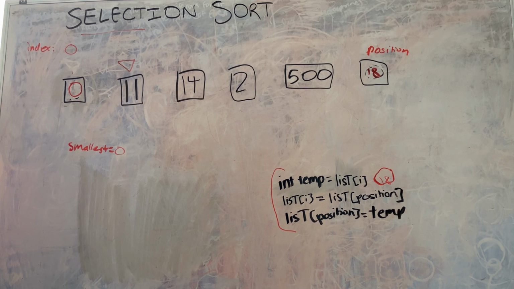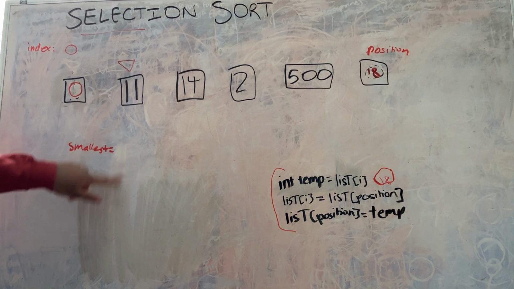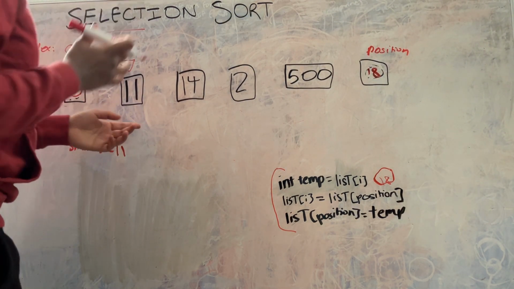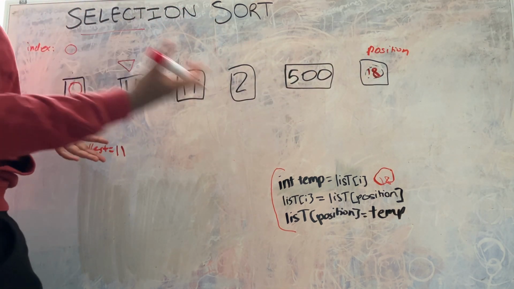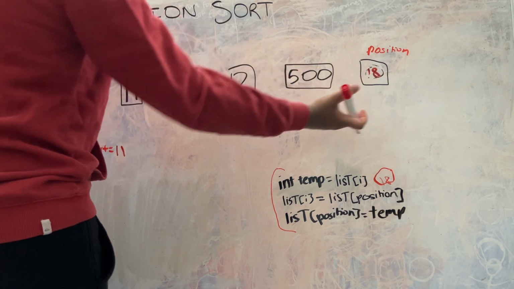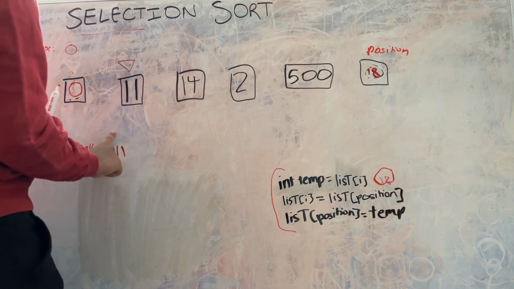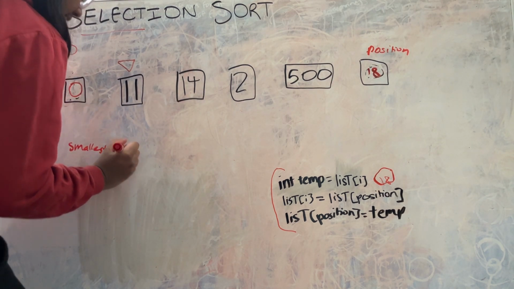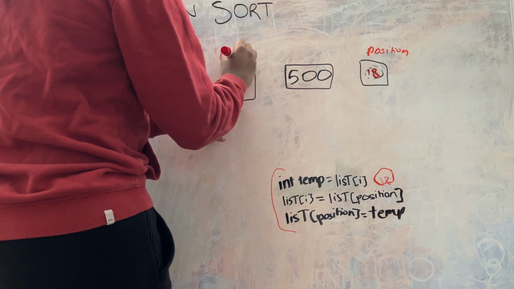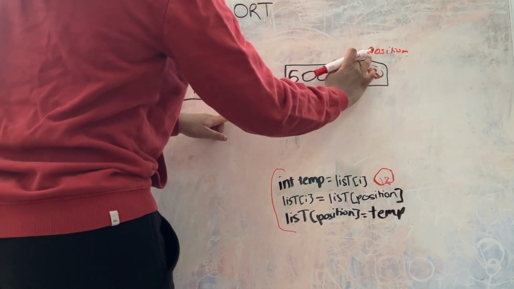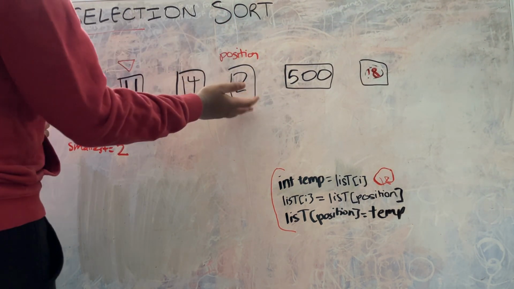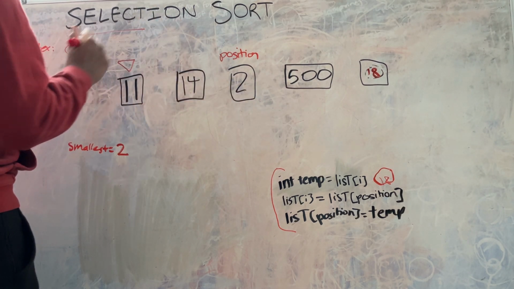So the next index is 11, and we're going to reset the smallest number. So let's say right now smallest is 11, because that's the first index we're checking. Now we're going to check through the rest of the list and see what's the new smallest number. So as you can see, out of 11, 14, 2, 518, 2 would be the smallest number. So our smallest number is going to be 2. And since this is our smallest number, this is going to be our new position. Now that we have the position, we know that this is going to come at index 1, right?